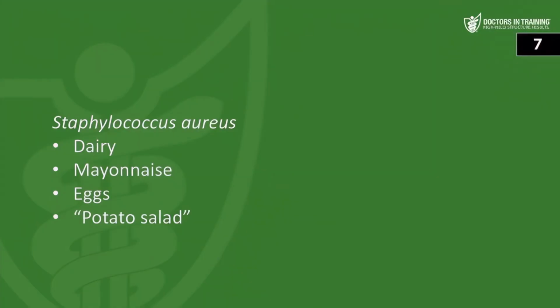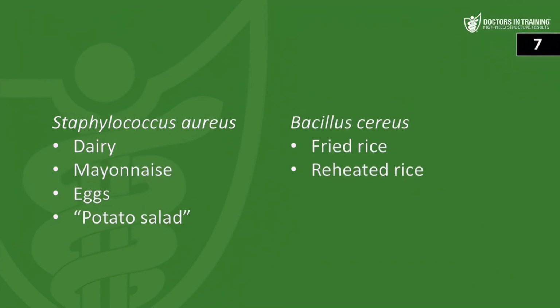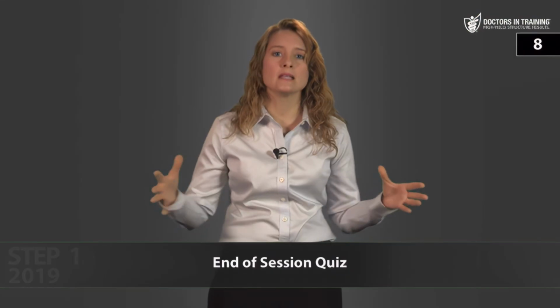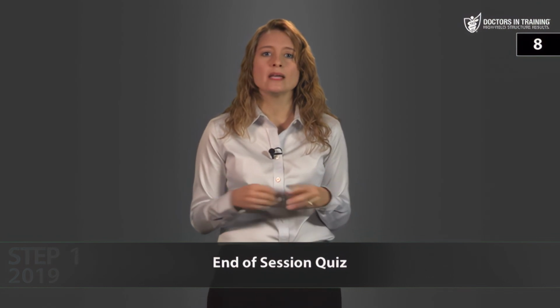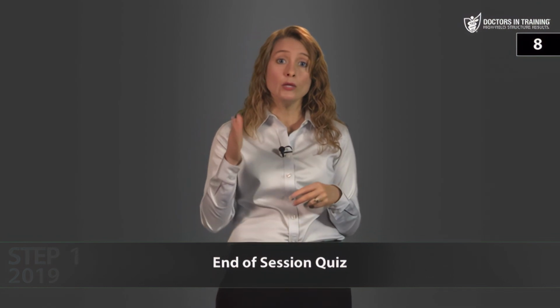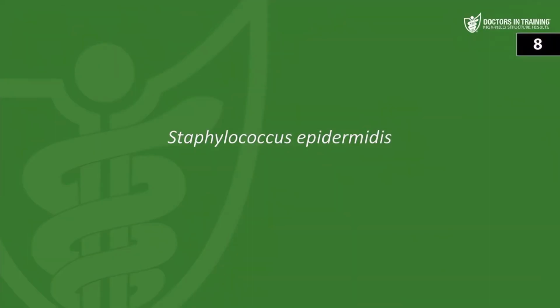Remember that classic association with Staph aureus and prepared foods, especially ones with dairy, mayonnaise, or eggs in them. But you should also remember that Bacillus cereus is on that differential too, but it's usually associated with fried rice or reheated rice dishes. And the last question, what very common aerobic skin colonizer is responsible for many indwelling foreign device infections? The one I want you to remember is Staphylococcus epidermidis.